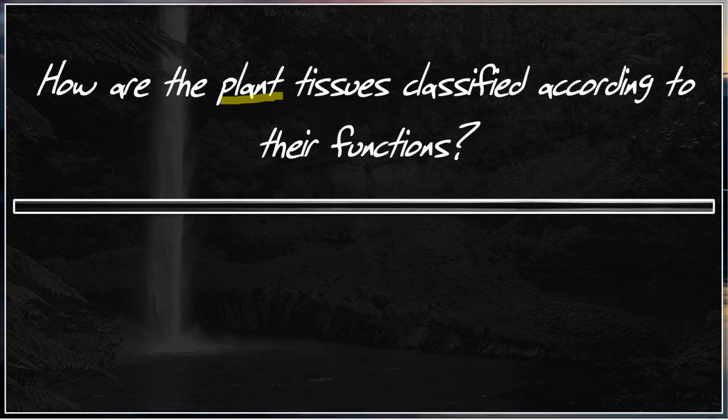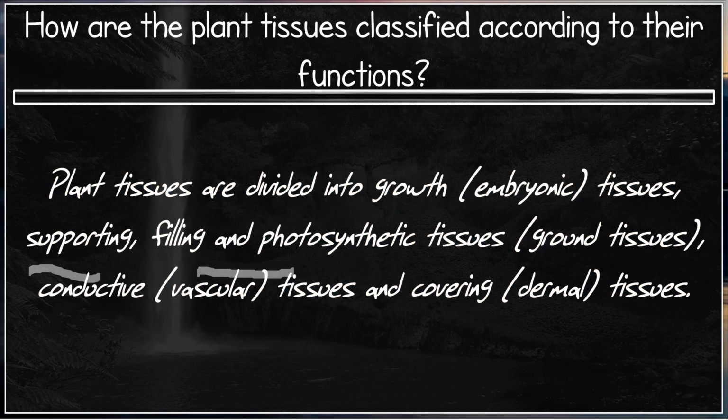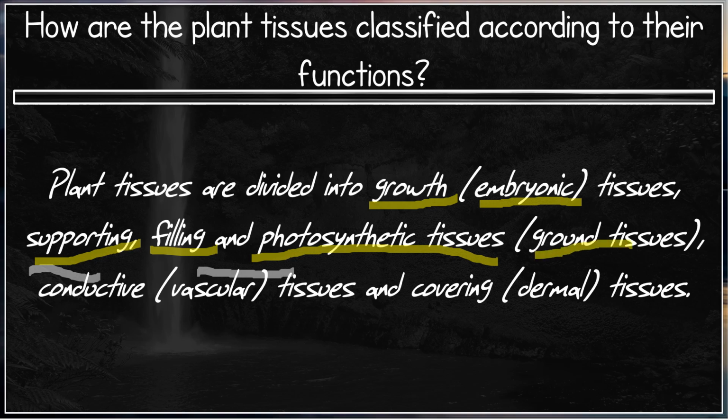How are plant tissues classified according to their functions? Plant tissues are divided into growth, which we call embryonic tissues, supporting, filling, and photosynthetic tissues, the ground tissues. We have the conductive, or what we call the vascular tissues, and the covering, which we call the dermal tissues.